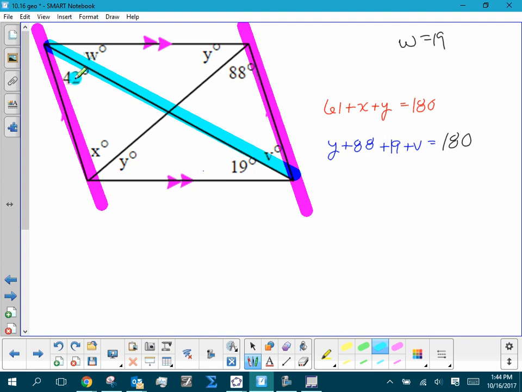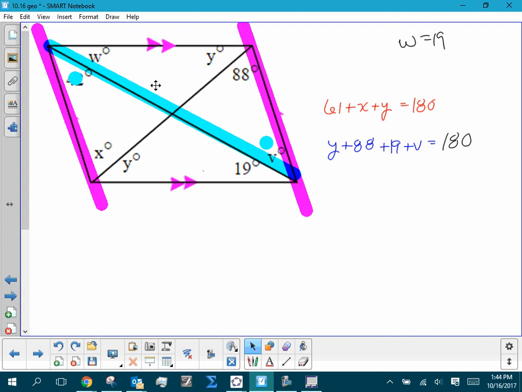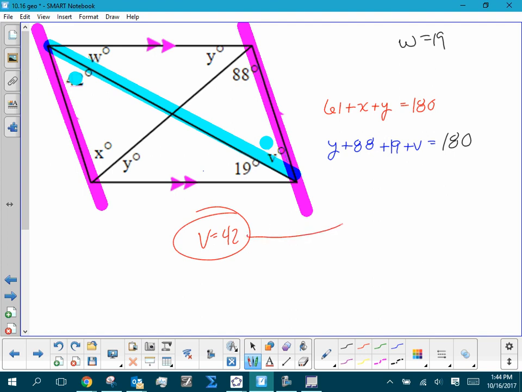If I look at that angle right there, would you agree that should be the same as that one right there? Yeah. Because they're what kind of angles? Alternate interior angles, so they should be the same. And if one is 42, the other one's 42. So now what's nice about that is now I know v is 42, right? Can you replace that 42 right there? Yeah, so now I have y plus 88 plus 19 plus 42 is equal to 180.